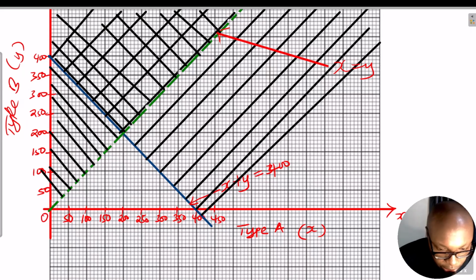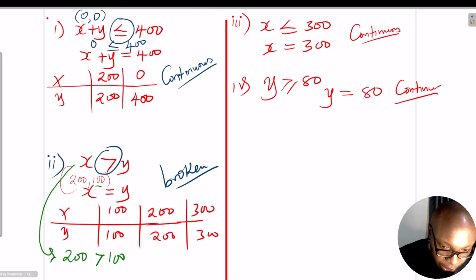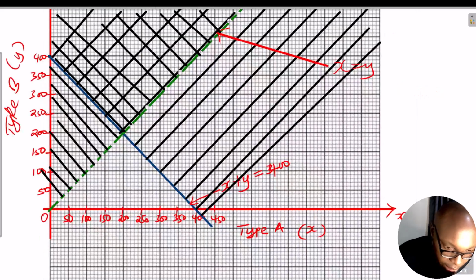That is the unwanted side. We go to the other line. The other line is here. x equals 300. That is a continuous line. x equals 300 is this vertical line, passing through 300. So this is the line.